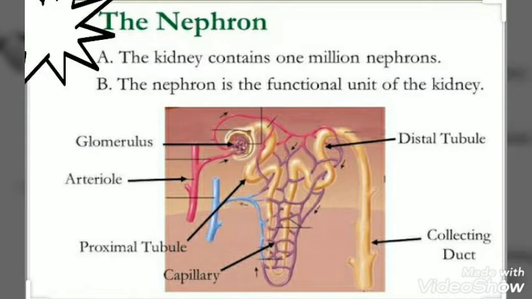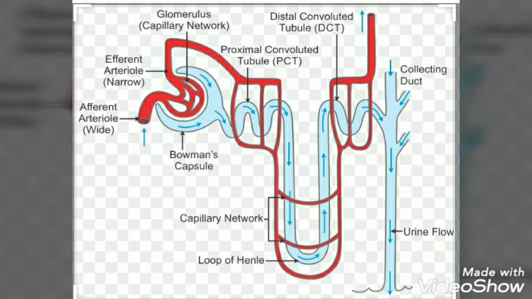Now let us study the structure of the nephron. As you can see in the diagram, there is an afferent arteriole. This arteriole brings blood from the body to the nephrons. Where in the nephron? To the glomerulus.